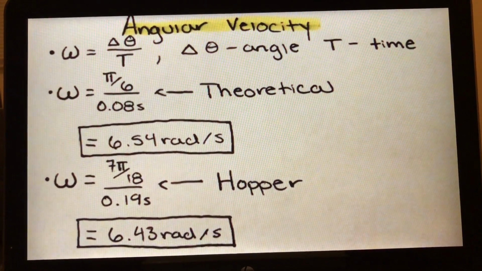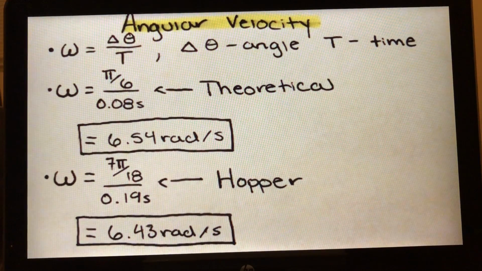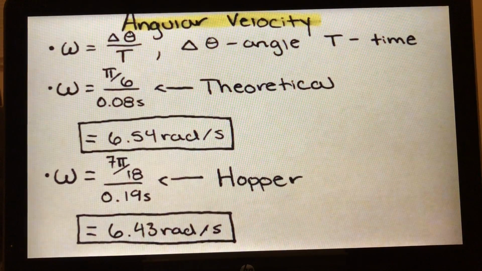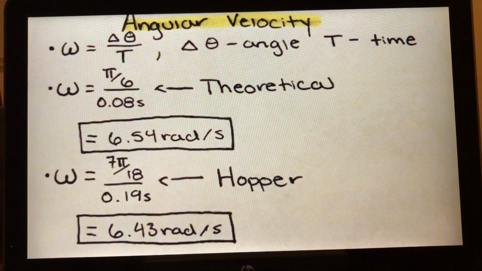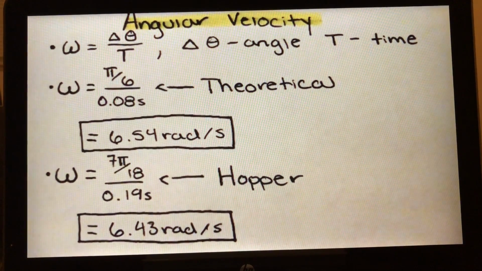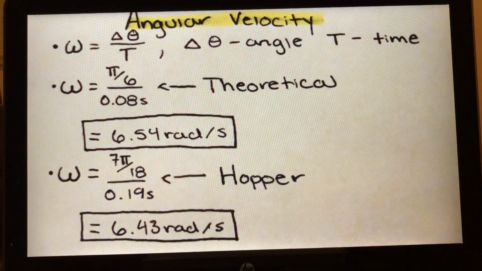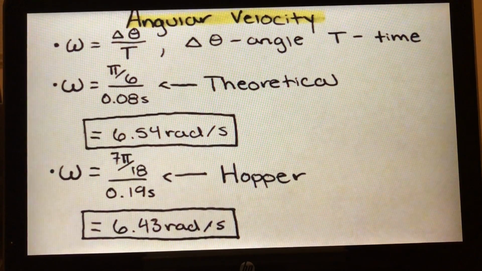With our time period, we can calculate our angular velocity. This is how fast the fan goes from side to side. Angular velocity is equal to the change in theta with respect to time. Theoretically, I found this to be 6.54 radians per second. For my hopper, that was actually 6.43 radians per second.